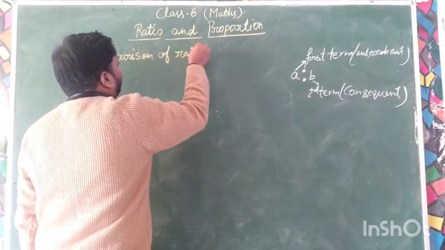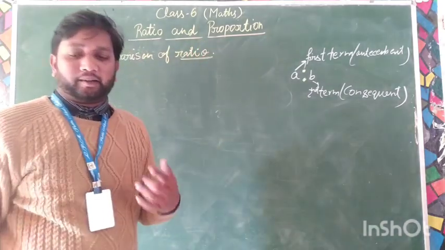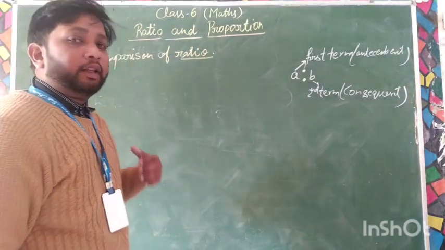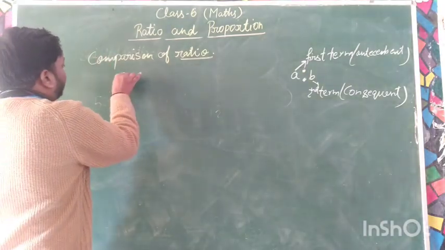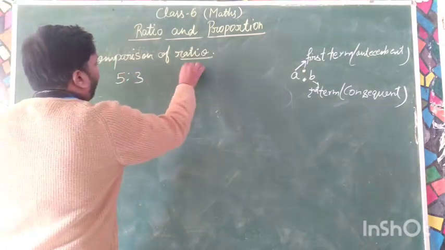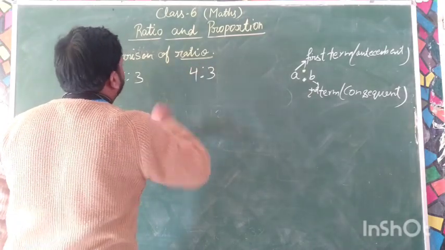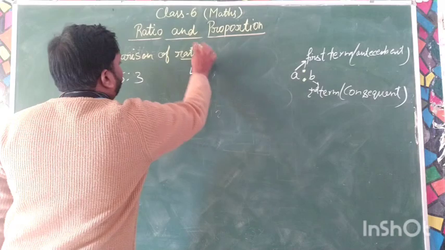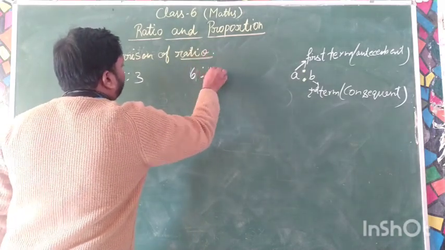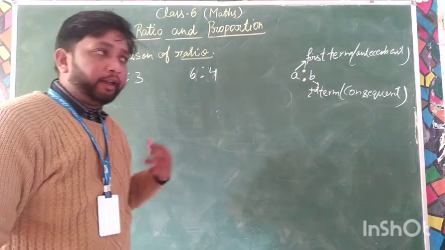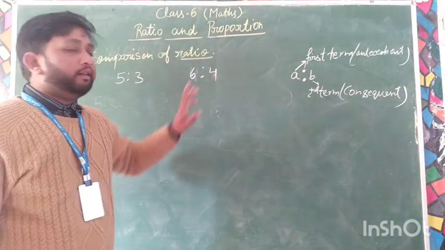अब किसी भी रेशियो को कंपेयर कैसे करते हैं, हमने पहले भी इसको कंपेयर किया था. जिस तरह से फ्रैक्शन को हम कंपेयर करते हैं, उसी तरह से हम रेशियो को भी कंपेयर कर सकते हैं. अगर मान लेते हैं हमारे पास 2 रेशियो दिया है, 5:3 और 4:3, और 6:4. हमको 2 रेशियो दिया है, एक रेशियो 5/3 और दूसरा रेशियो 6:4.